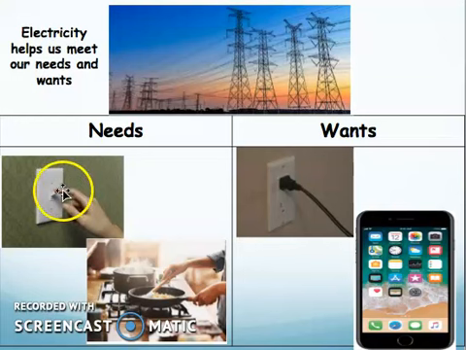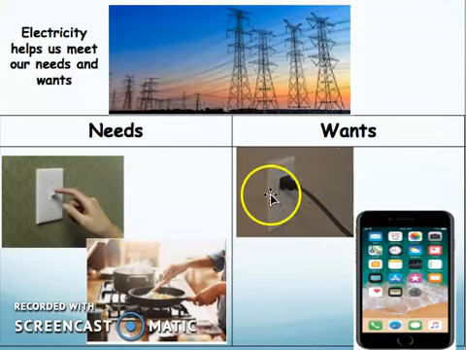And having light at night helps me when I'm cooking dinner for my family, right? We need to eat, right? That is a need. So I have to be able to cook dinner for my family and I have to be able to see what I am doing. So that is a need, right? Electricity gives us light and light helps me cook dinner for my family. That's a need.